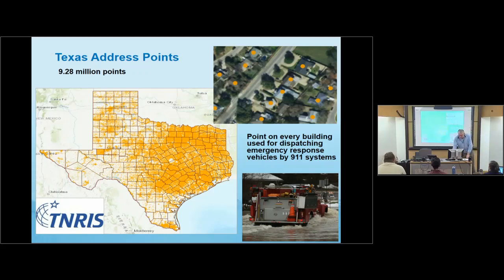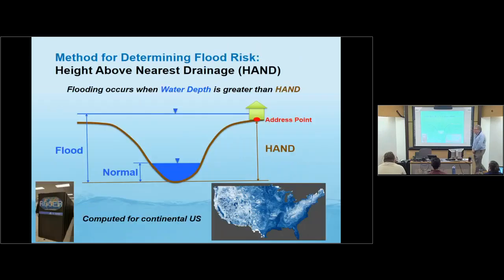So this is the height above nearest drainage idea, which Dr. Tarboton mentioned. It's just to say, if I'm at a certain address and I'm this high above the bottom of the stream, then if the water's height is less than that, then I'm okay, and if it's greater, it's not okay. And we worked out this map, the HAND map for the continental US, using a supercomputer system at the University of Illinois called Roger.